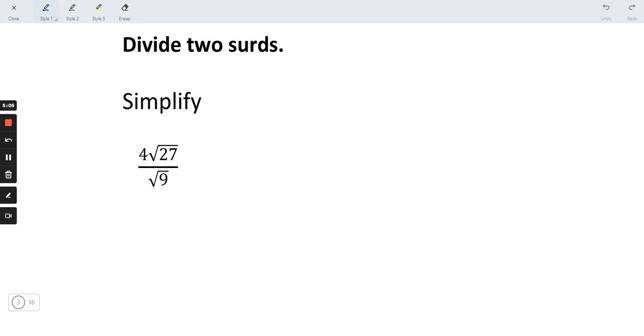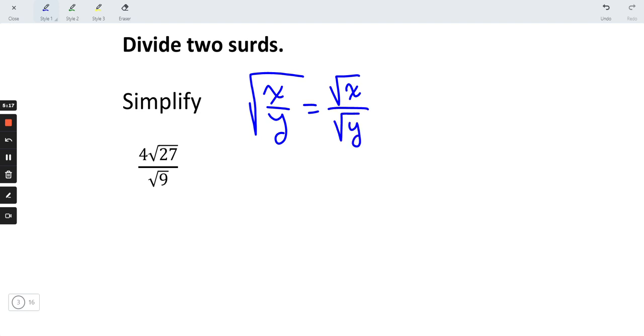So here we have this rule under the square root. Don't forget it at all: the square root of x over y is equal to square root x over square root y. So here we will do the same, but it's 4 times square root of 27 over 9, and this will give us 4 square root 3.